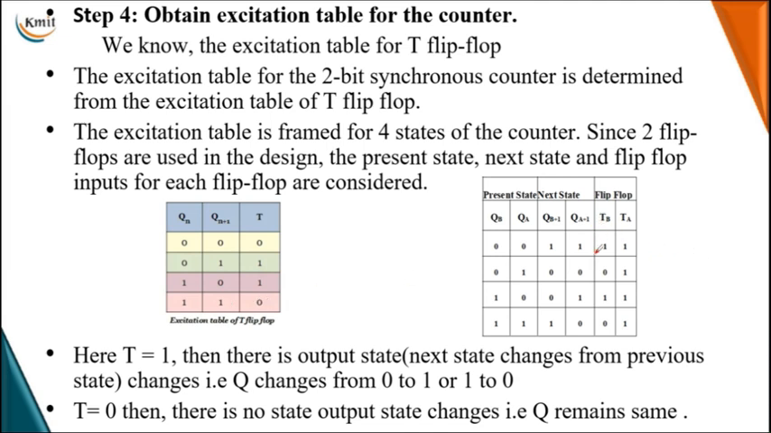So you can write the excitation inputs required by comparing QB and QB plus 1. So the present state is 0, and the next state QB plus 1 is 1. So 0 to 1, so the TB value is 1, as 0 is toggled to 1.